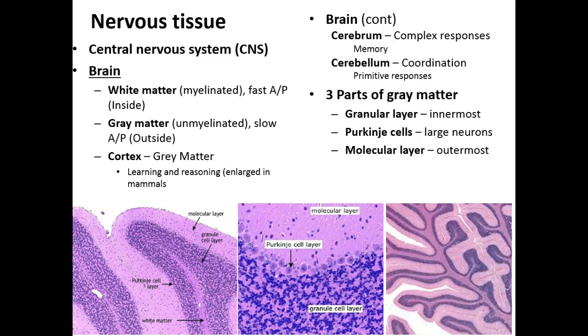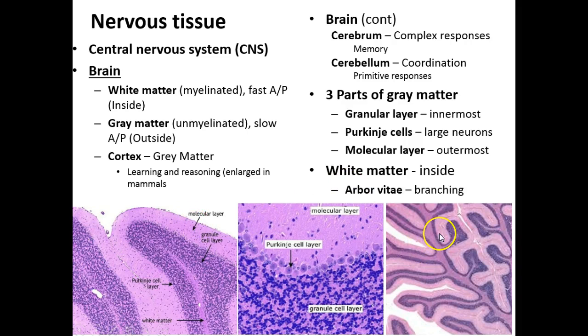All right, we're going to focus a little bit closer on the gray matter. What we're going to see is that there's a granular layer, which is the innermost portion of that gray matter, and it's granular because you can see a lot of different nuclei here. And then you have these very large neurons known as Purkinje cells. They're very large and they mark the boundary between the granular layer and the molecular layer. The molecular layer is to the outside.